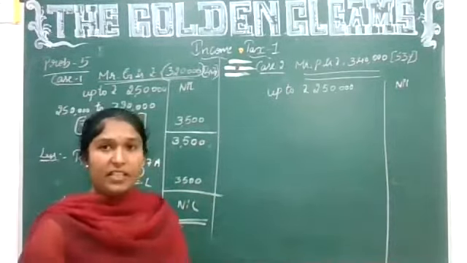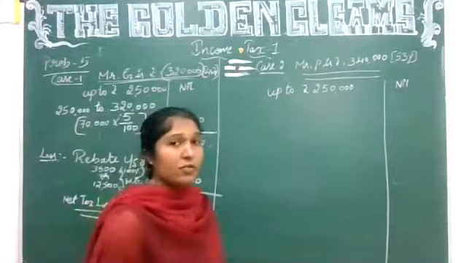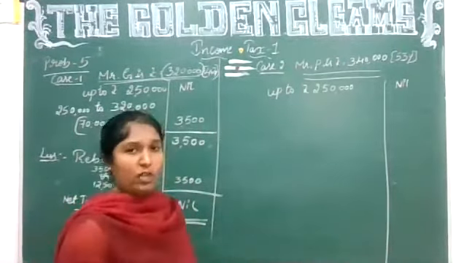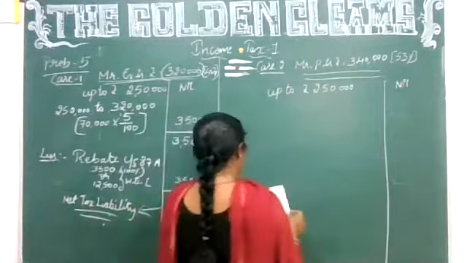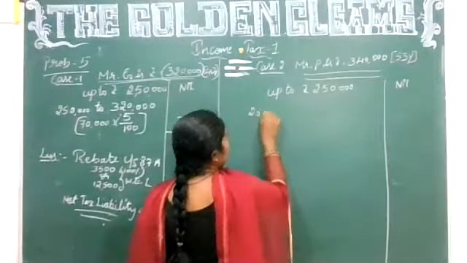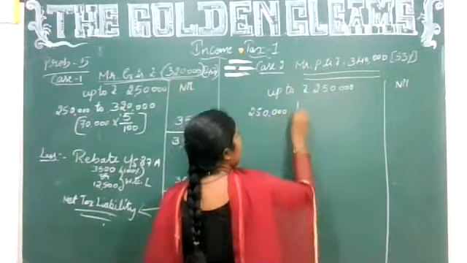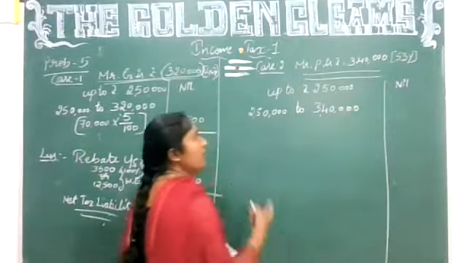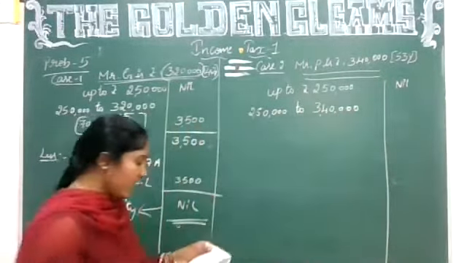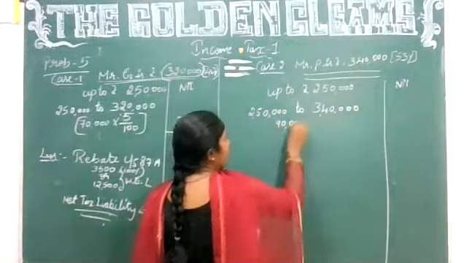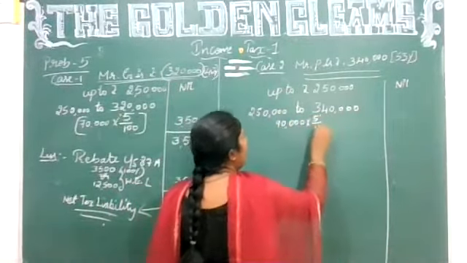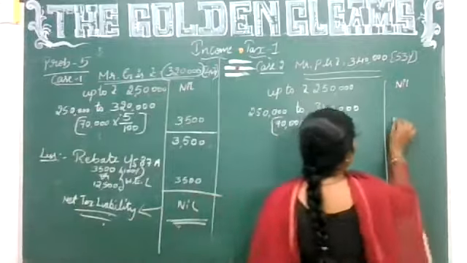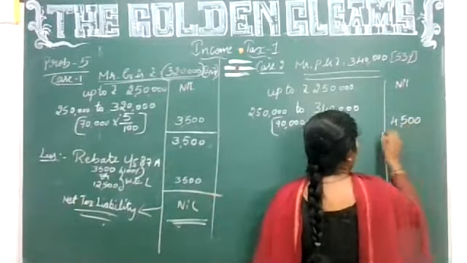Case 2: Mr. P's total income is 3,40,000, age 53 years. The same first format. Up to rupees 2,50,000 is nil. The next slab is 2,50,000 to 3,40,000. We have to deduct 2,50,000 from 3,40,000. The amount is 90,000 into 5 divided by 100. The answer is 4,500.